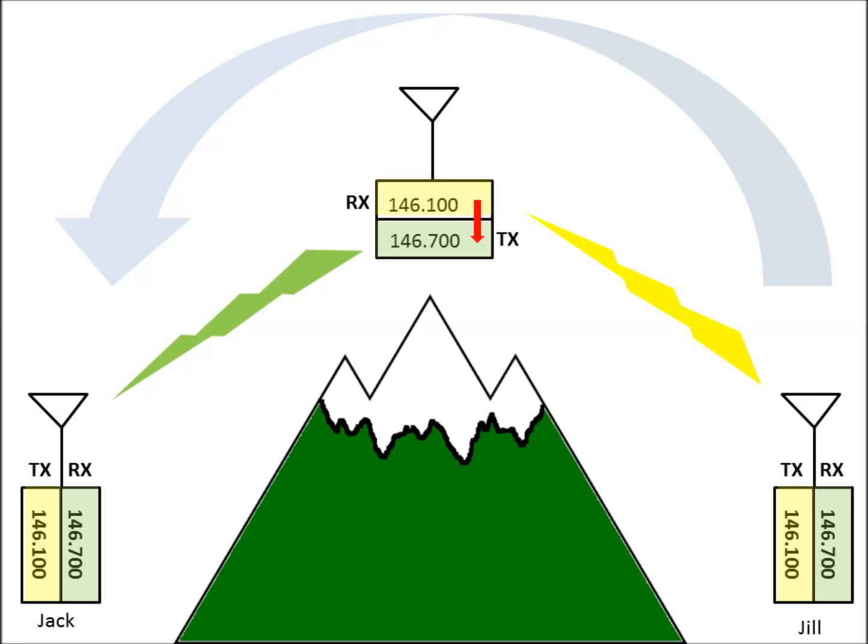The same thing happens in reverse. Jill transmits up on 146.100. It gets to the repeater. The repeater passes that signal, that audio, down to the transmitter. The transmitter of the repeater transmits that back out on 146.700, and it's received by Jack.